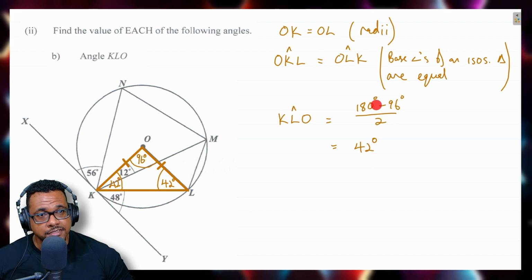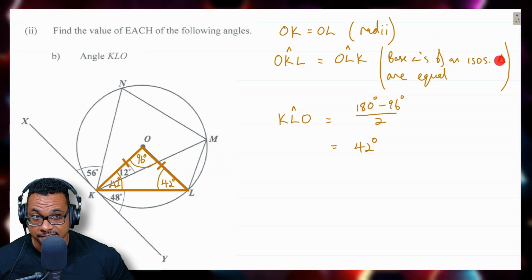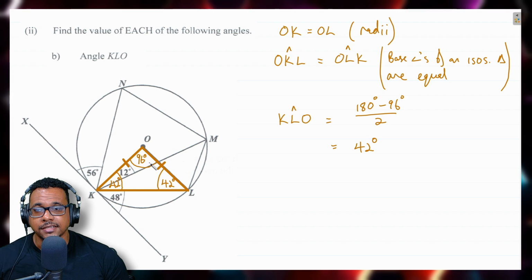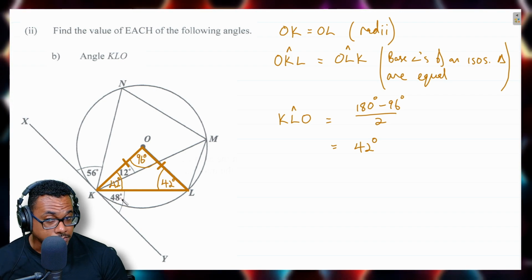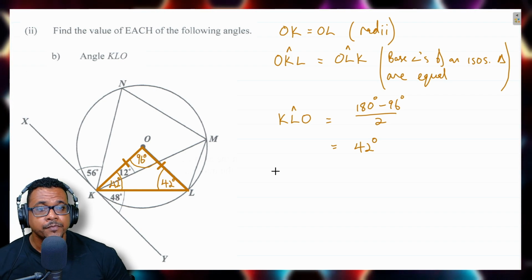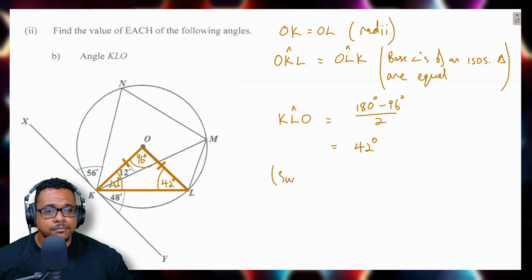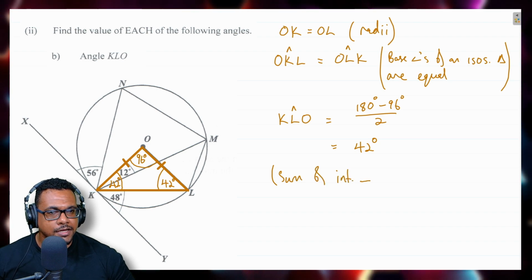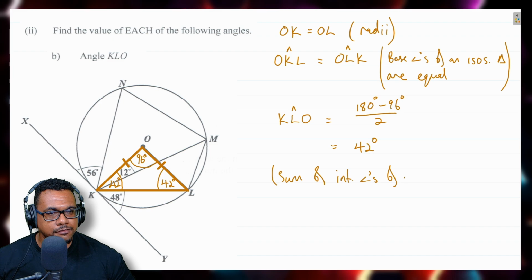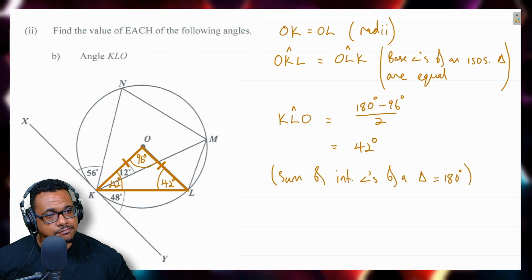What I get right here for a reason, since I already have the base angles of an isosceles triangle are equal, is that the sum of the interior angles of a triangle is equal to 180 degrees. All right, so sum of interior, INT full stop for interior, angles of a triangle is equal to 180 degrees. And that'll be my reason.